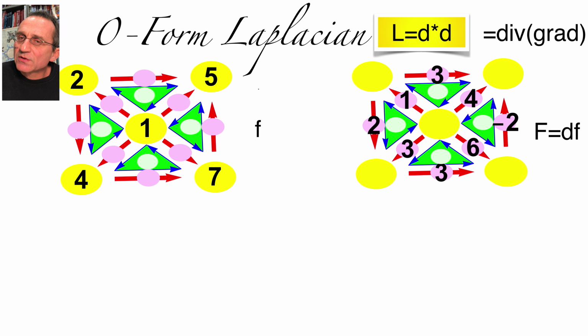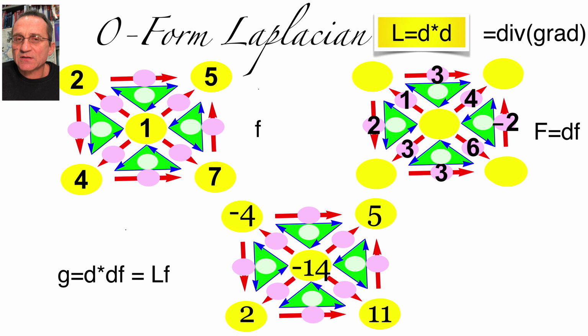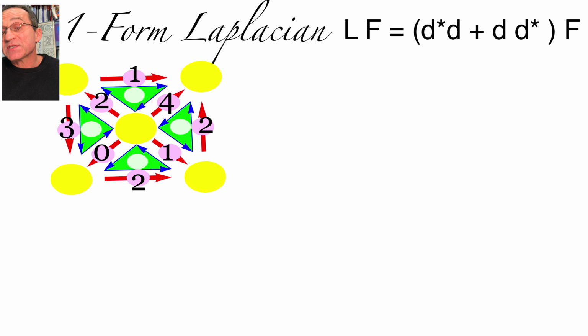And then we compute this divergence, and then we get the LF. That's also called the Kirchhoff matrix L. If you write it down as a matrix, it's called the Kirchhoff matrix. So that's the value which we have. But it's a divergence of the gradient like in the continuum. And then we have seen the one form Laplacian, which is the Laplacian on vector fields, on one forms.